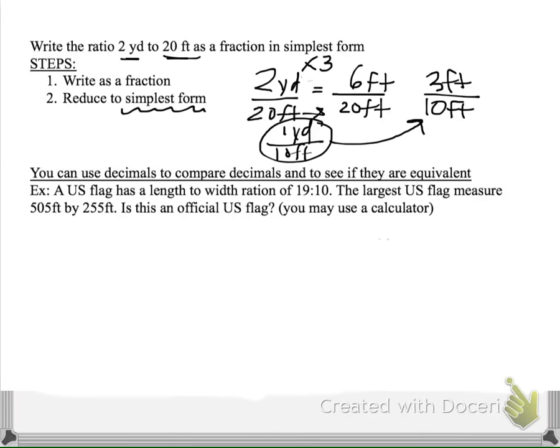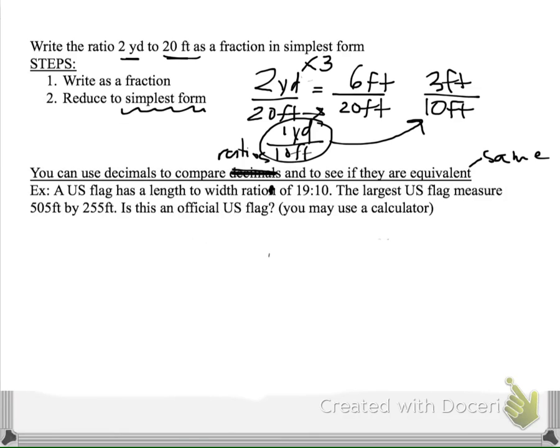Another way to solve these types of problems is to use decimals. I underlined this important little memo for you guys. It says you can use decimals to compare ratios and to see if they are equivalent. And remember that equivalent means same. So for example, a US flag has a length to width ratio of 19 to 10.